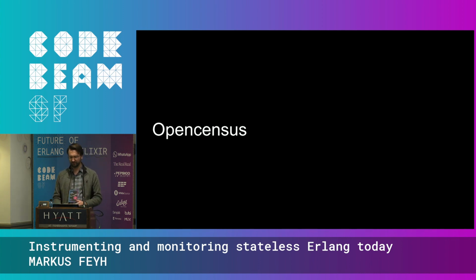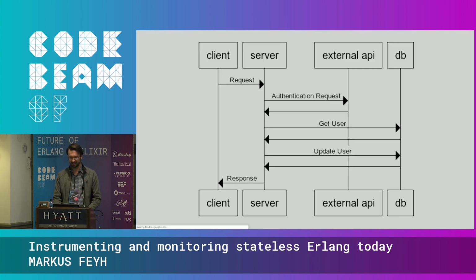Now we're going to look into OpenCensus. OpenCensus is using spans, so you can inspect into your system exactly how long each step of the process is taking. This is just a very basic example. You have a client making a request, then the server is reaching out to, let's say, an external API, and then it's reaching out to your database, and then it's updating your database, and then it's responding. So it's just a simple synchronous request with 3 major steps.